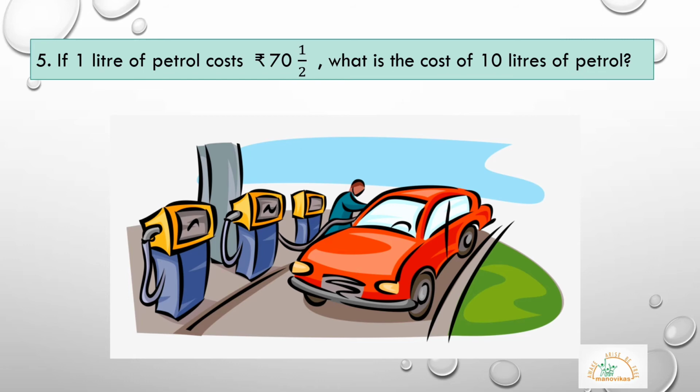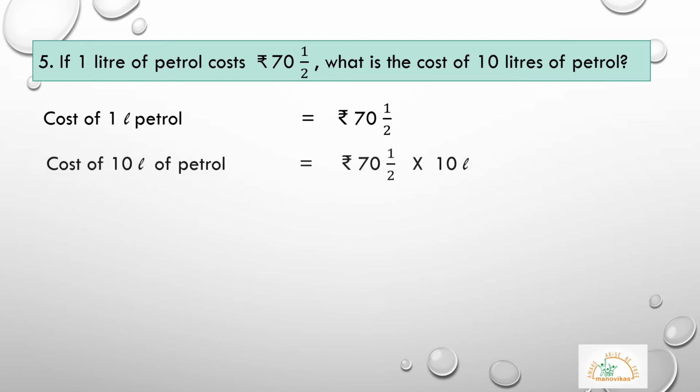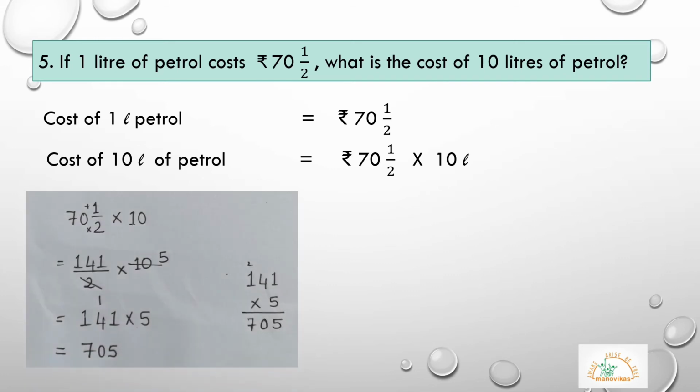Fifth one, if 1 liter of petrol costs rupees 70.5, what is the cost of 10 liters of petrol? Cost of 1 liter petrol is equal to rupees 70.5. Cost of 10 liters of petrol is equal to rupees 70.5 multiplied by 10 liters. First you convert it into an improper fraction. You get 141 upon 2 multiplied by 10.